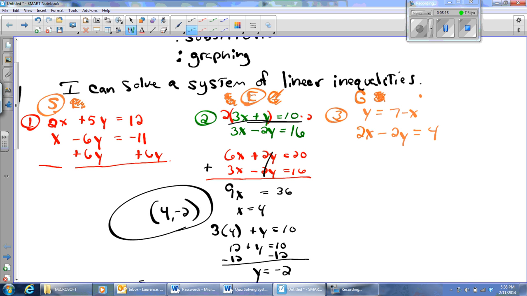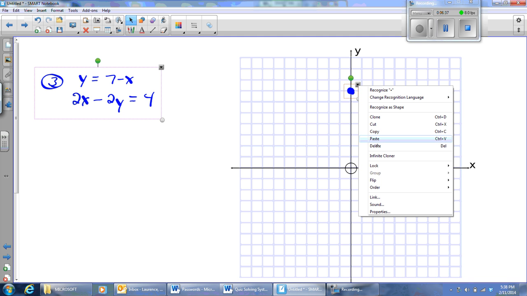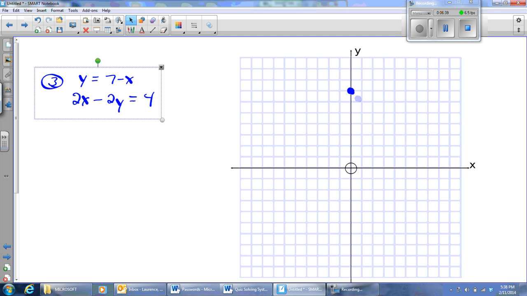All right, there we go. I'm tearing right through these. This one here, I said I was going to do by graphing. So let's go to my graph. There it is. I know the y-intercept of this equation is 7. 1, 2, 3, 4, 5, 6, 7. And I know that my slope is -1/1. So I'm going to infinitely clone him. And we're going to get some points going like this.